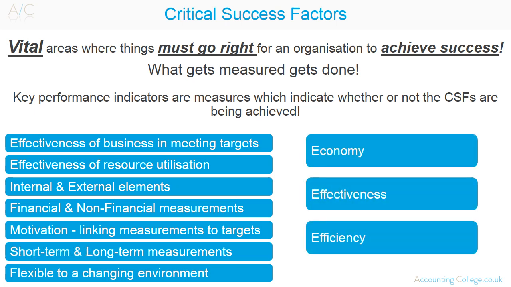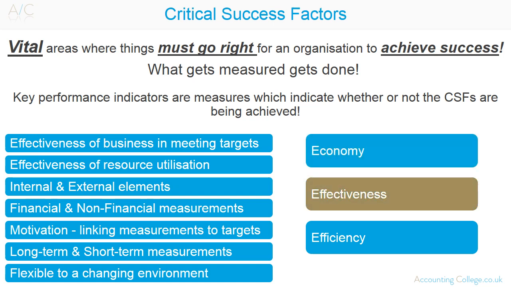Key performance indicators can be grouped into the 3 E's: economy, effectiveness, and efficiency. Key performance indicators based around economy are performance measures that monitor the amounts spent on inputs, for example, measures of material costs and labour costs.